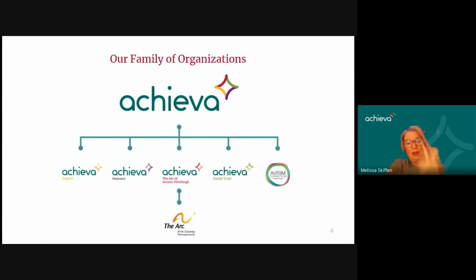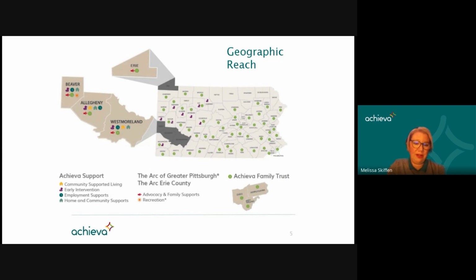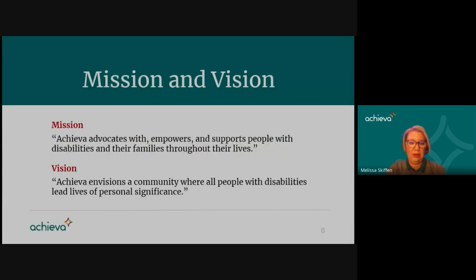Here's our family tree, if you will, and I'll spare you going into all of the details, but like I said, we at Achieva do support people across the lifespan in various ways. The ARC of Erie County is one of the newest additions to the Achieva family of organizations, and so is the Autism Connection of Pennsylvania. Here is our geographic reach. We do support people in advocacy in Beaver, Erie, Allegheny, and Westmoreland County, but Achieva as a whole supports people across the Commonwealth in various ways.